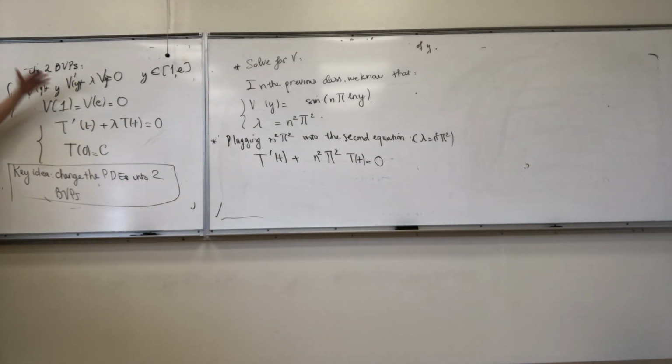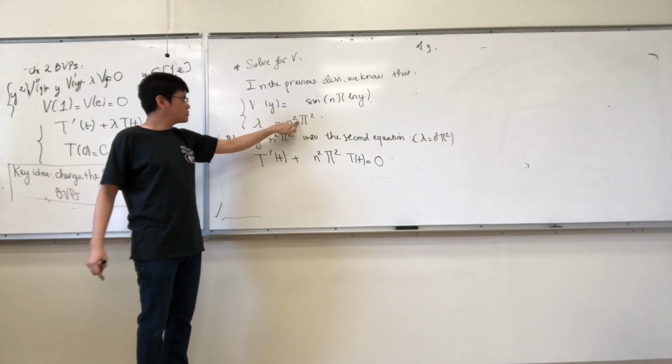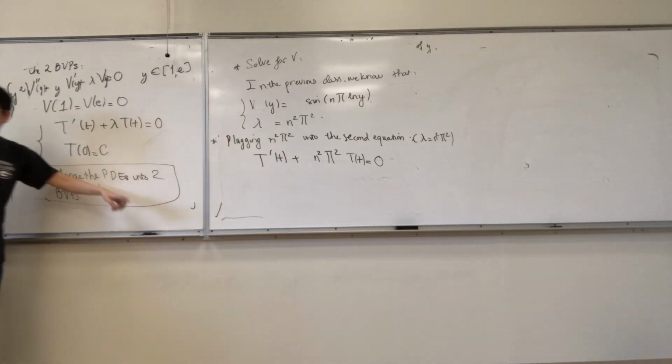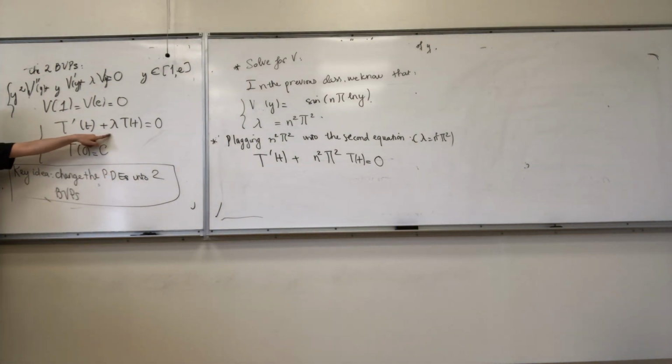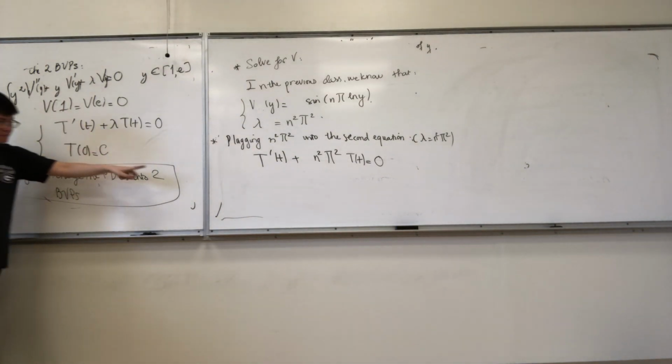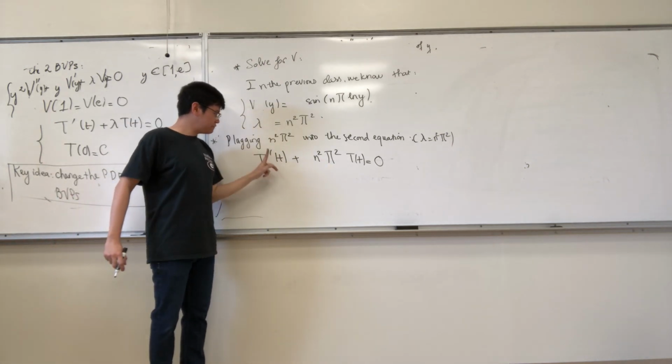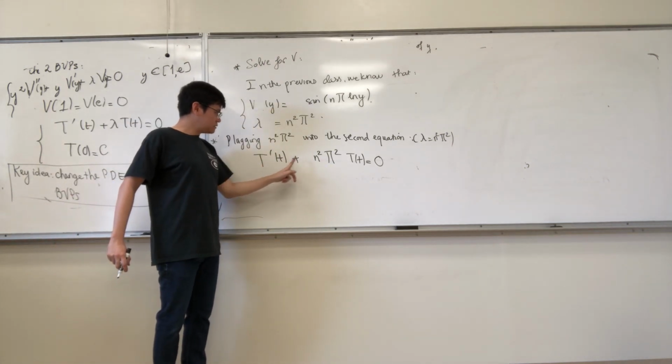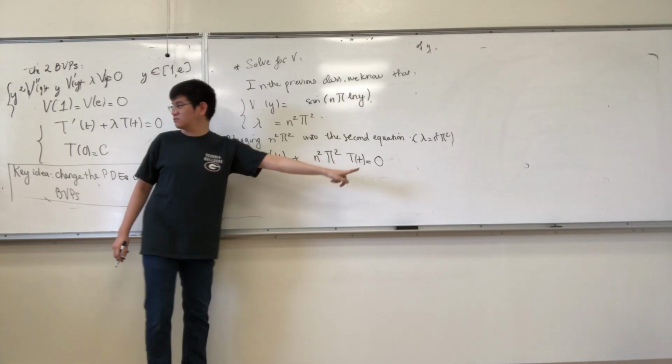Is it clear? So I explain again. From the first equation, you found eigenfunctions that we don't care about, but the lambda here is n squared pi squared. It is also the same lambda in the second equation. So you plug this lambda into the second equation, you have t prime plus n squared pi squared t is 0.